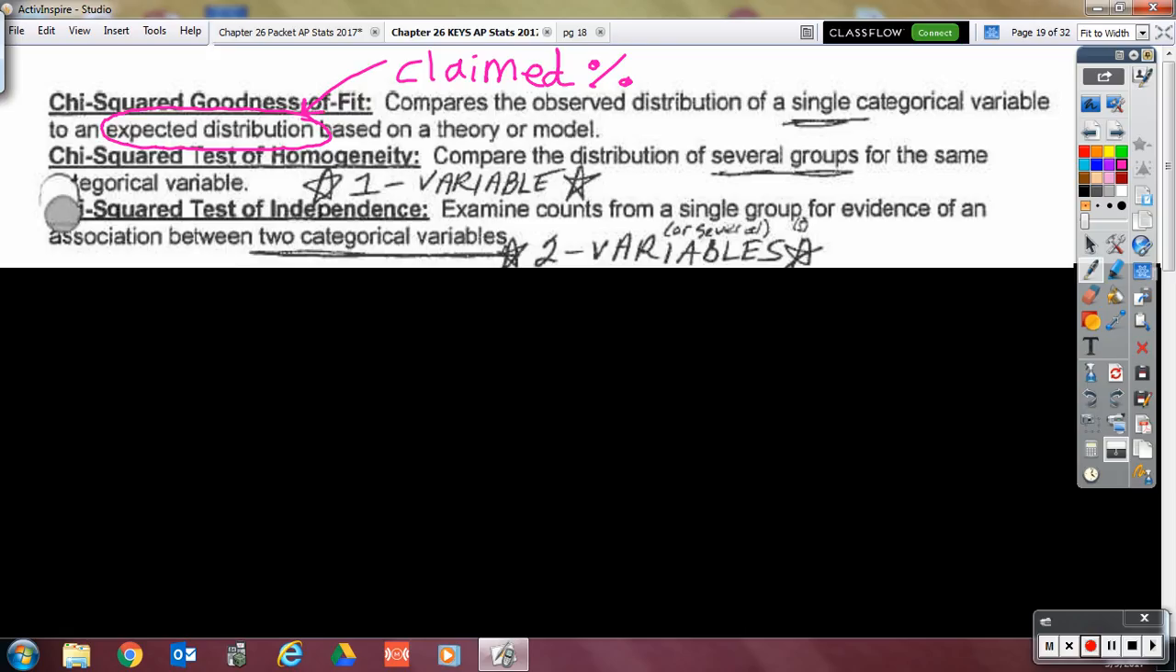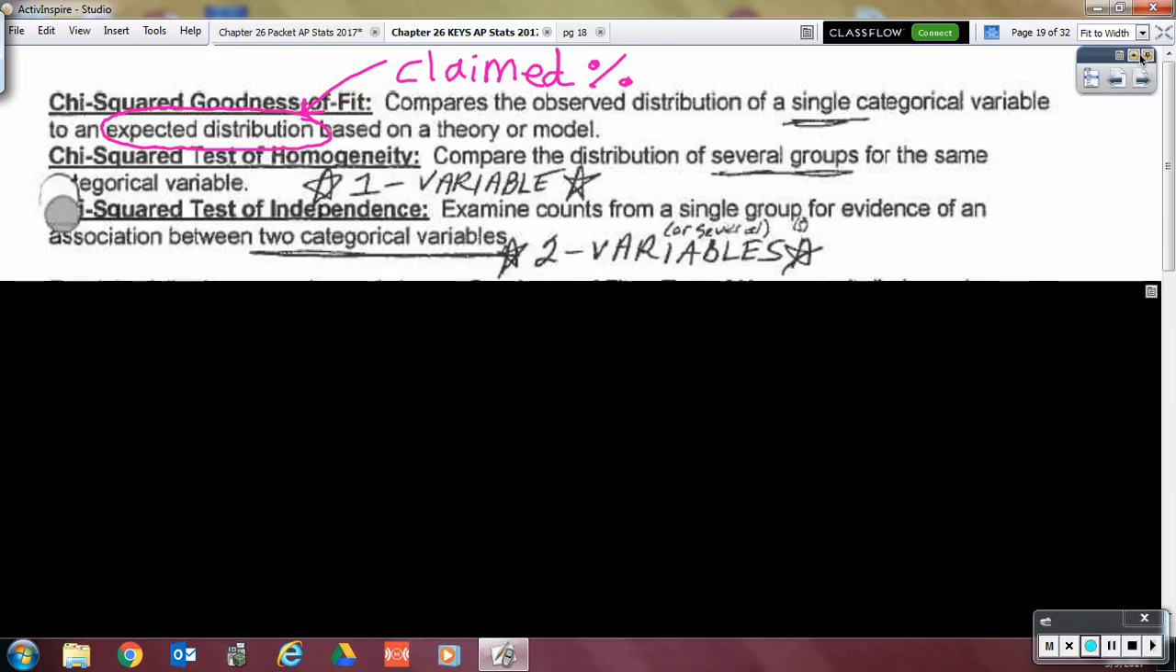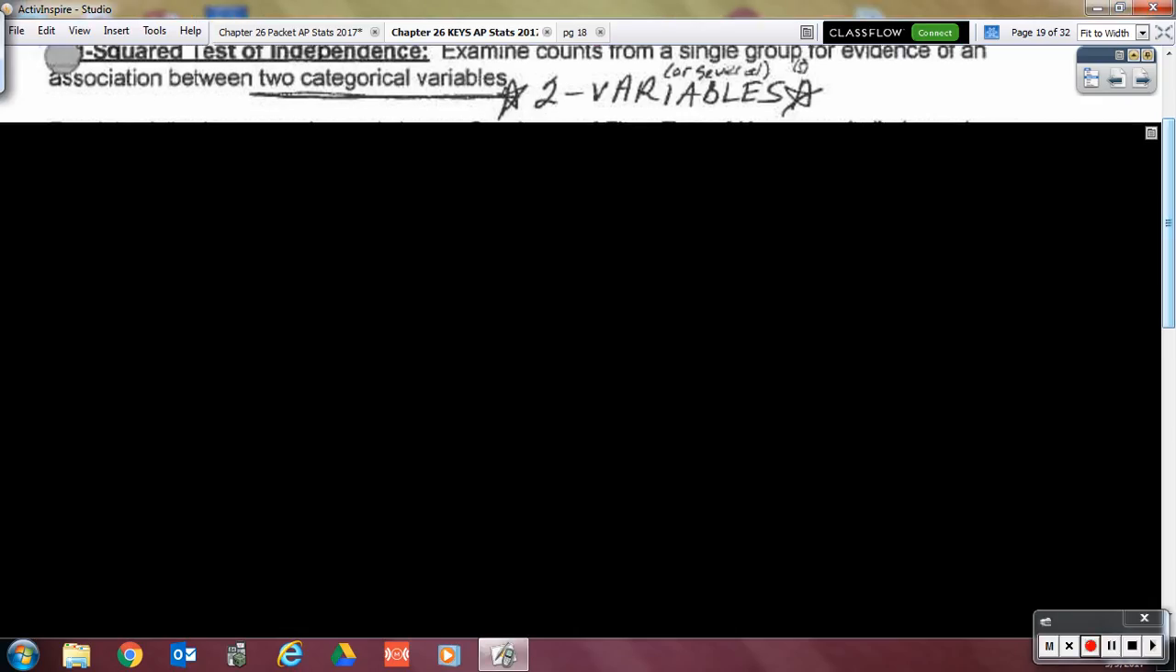So here are going to be some situations. Let's review. I already talked about this. Our chi-squared goodness of fit is that single variable where they give us an expected distribution. They give us the claimed percentages. The homogeneity is where we had one categorical variable amongst several groups. And then our chi-squared test of independence, of course, we've just been talking about, is those two separate variables, okay? Got it.